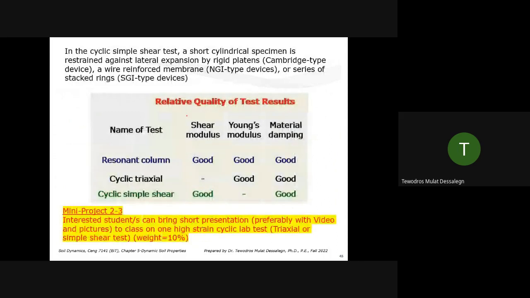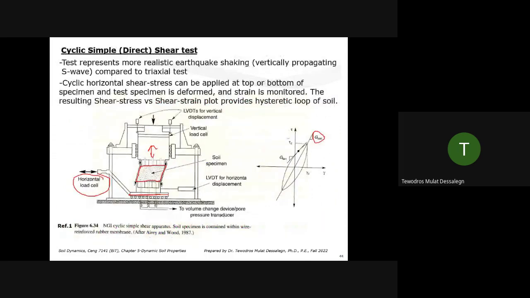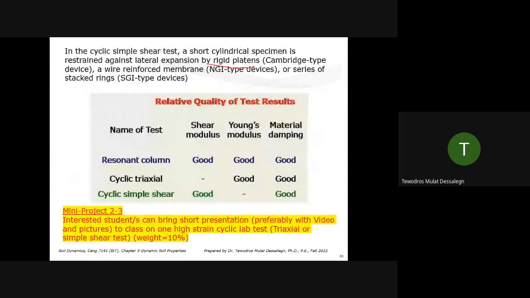So if we summarize, in the cyclic simple shear test, a short cylindrical specimen is restrained against lateral expansion by rigid platens. So this rigid platen is this one, this member. In some cases, it's rigid. In some cases, it's just membrane. In some cases, it has some flexibility depending on the manufacturer type. For example, rigid platens, it's a Cambridge type device. Or wire reinforced membrane, it's NGI type device. These are the organizations who do the test. And a series of stacked rings to add some flexibility, SGI type devices.